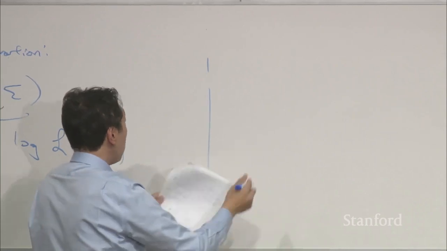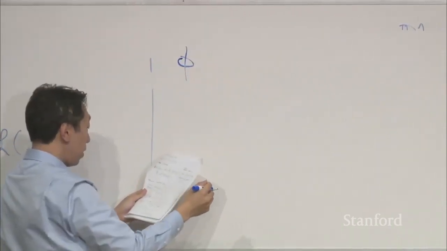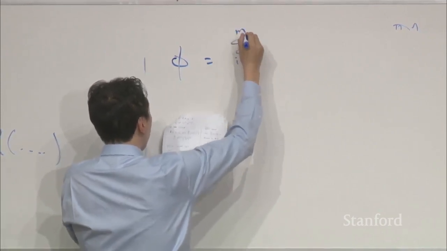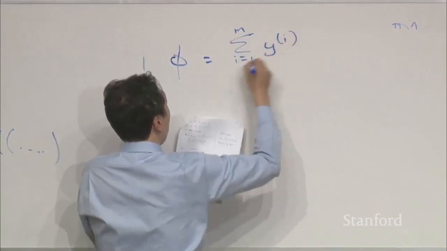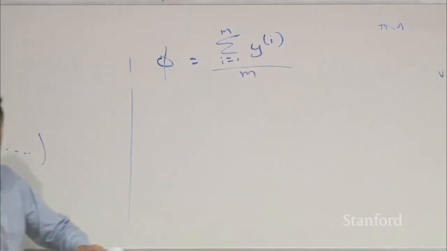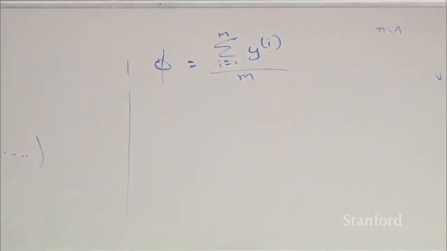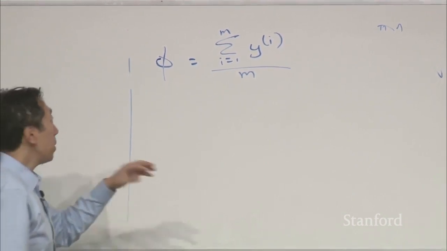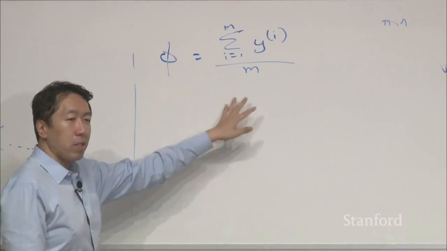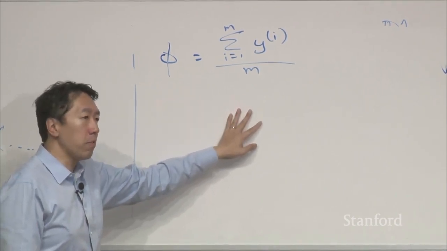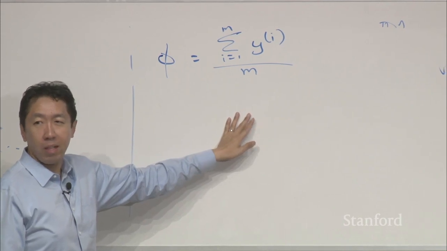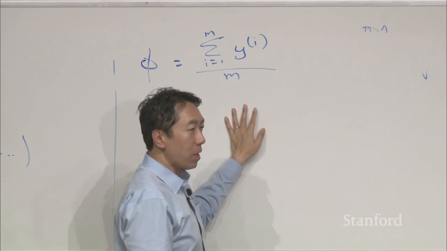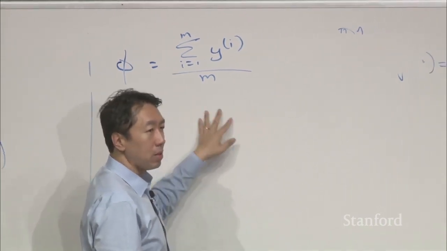The value of phi that maximizes this is, not that surprisingly, the estimate of the probability of y being equal to 1. So what's the chance that the next patient who walks into your doctor's office has a malignant tumor? The maximum likelihood estimate for phi is just, of all of your training examples, the fraction with label y equals 1. Similarly, the maximum likelihood estimate of the bias of a coin toss is just the fraction of heads you got.